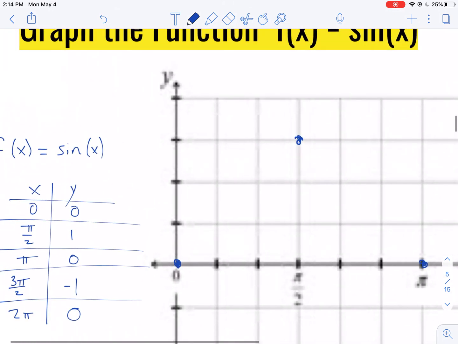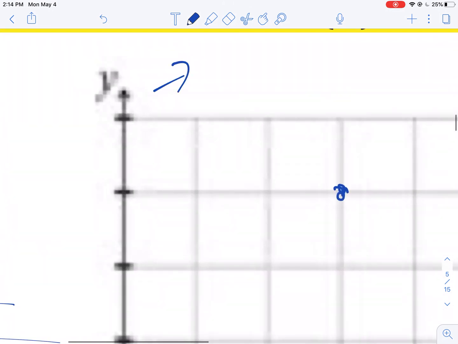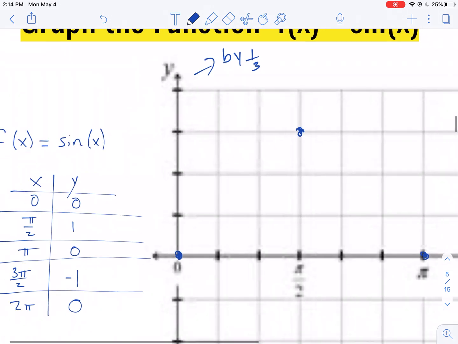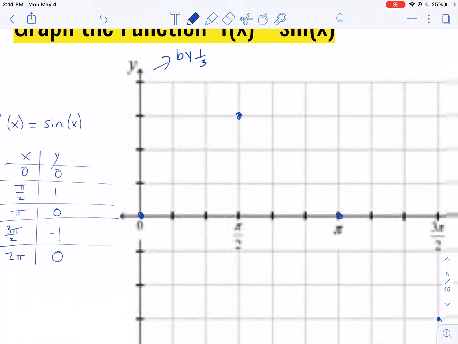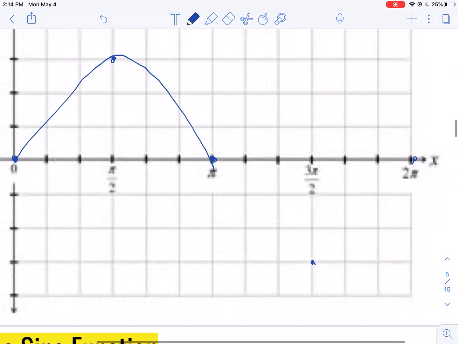I guess it would also help if I established that I'm scaling this graph by 1/3. I just kind of jumped the gun on that. I want to be able to see this graph well. And so I go through, I get to the point pi over 2, 1, I come to the point pi, 0, I go here and I go here. And what this ends up doing is creating this shape called a wave.